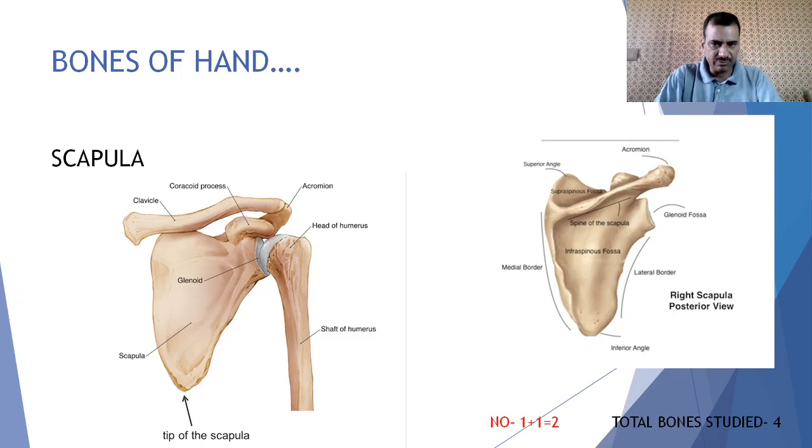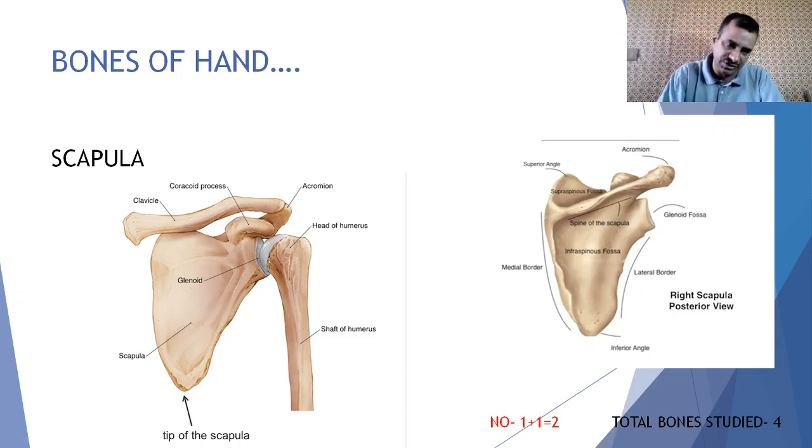So this is scapula bone. Scapula bone is situated in the back of the shoulder. So two bones are there, one left and one right. And what is the type of this bone? It is flat. So this is a flat bone, and we have two bones. This is the posterior side of the bone and this is the anterior side of the bone.